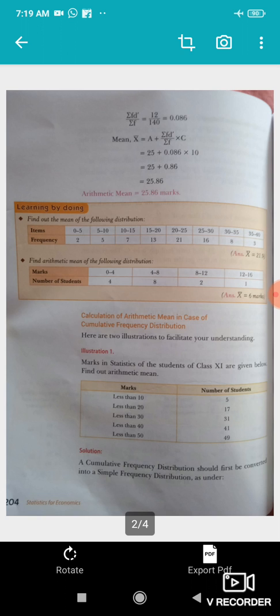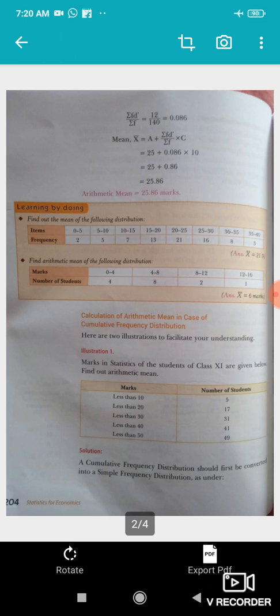Now, calculation of mean in case of cumulative frequency distribution. You have to understand this term, cumulative frequency distribution. Cumulative frequency distribution has series like less than and more than. Okay. So here are two illustrations. Less than series. Okay. Now look at these series.